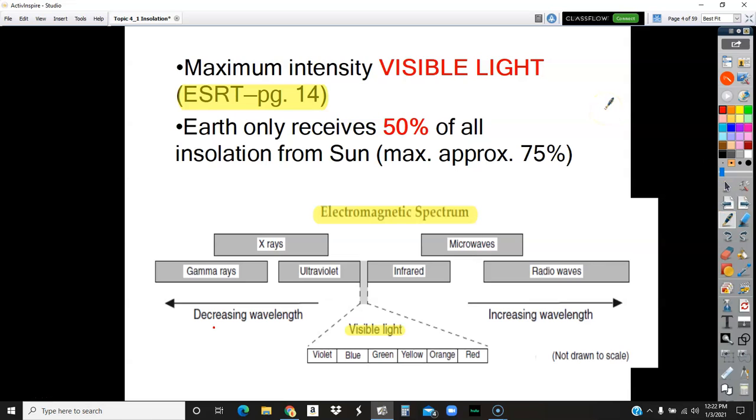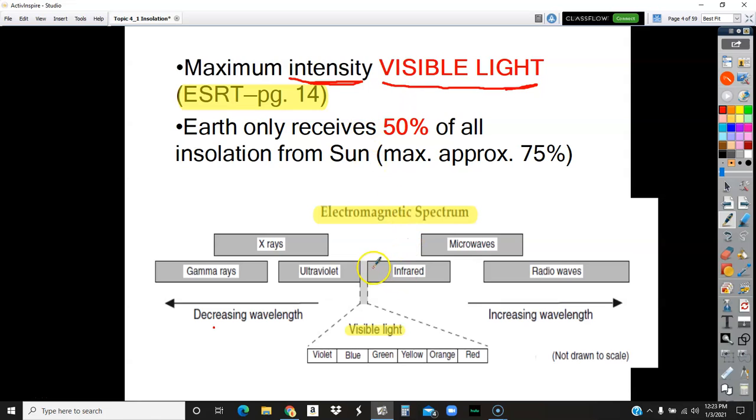We receive a bunch of insolation, not just sunlight. Yes, visible light is important. That's our most intense. The word intense means strength. So the maximum intensity that we need is the visible light, which is the part plants turn into energy using photosynthesis. We use that visible light to then convert it into heat. We'll talk more about that, and that's what heats the air.